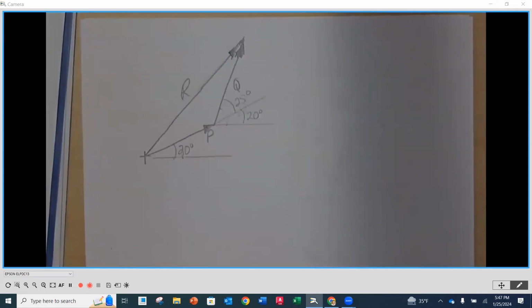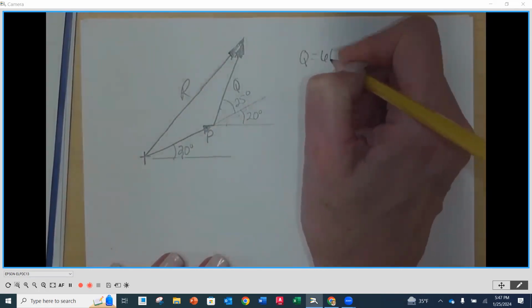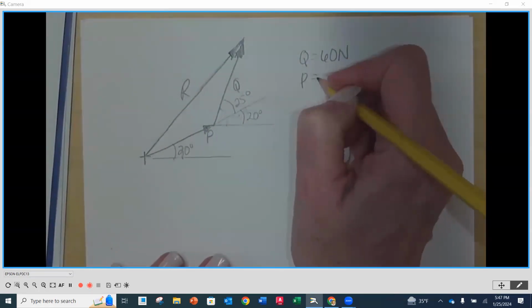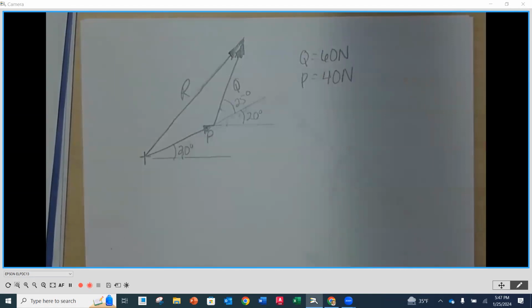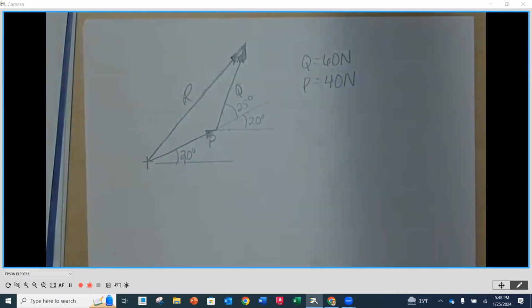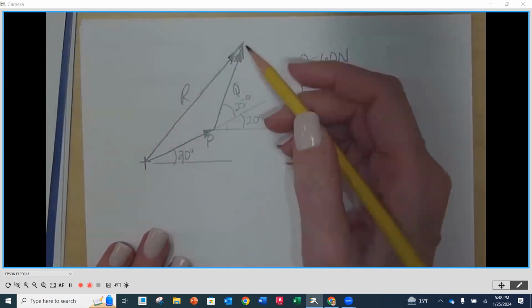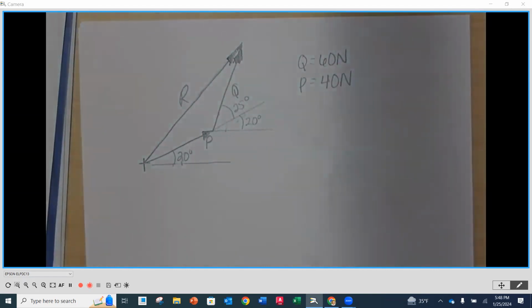Now we want to find out what is the magnitude of our resultant when we know that Q is equal to 60 newtons and P is equal to 40 newtons. So we know the magnitude of P and Q. And as we look at this triangle here, so here is our triangle, right? Are there any angles within the inside of that triangle that we could find?